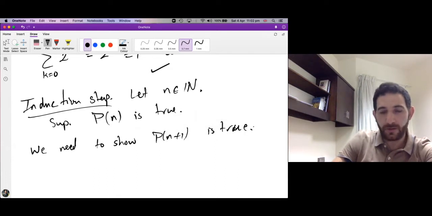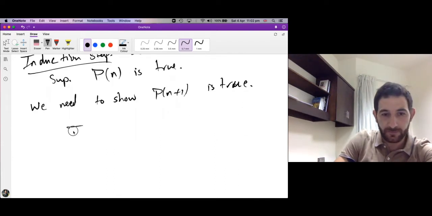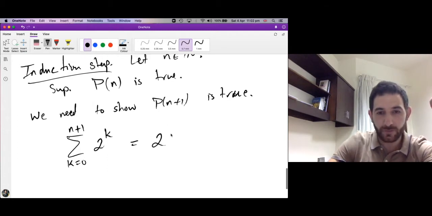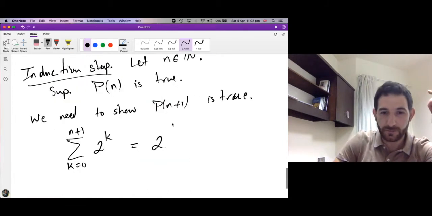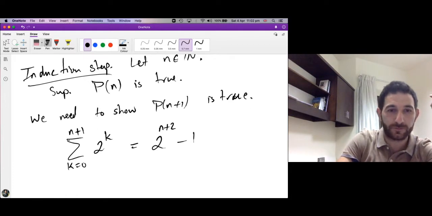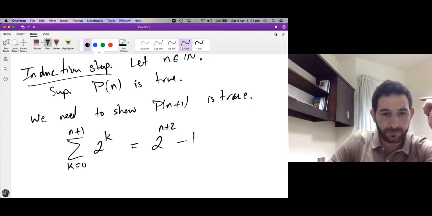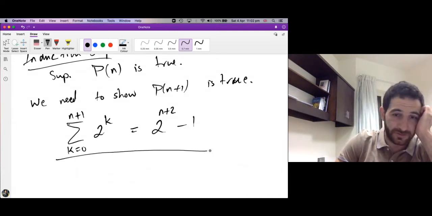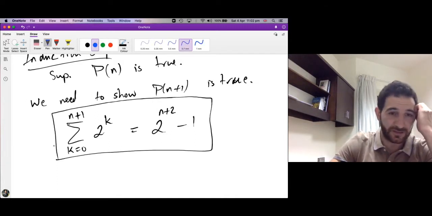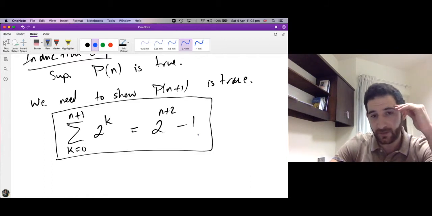In other words, we need to show that if we sum the powers of 2, where k starts from 0 and stops at n plus 1, you will get 2 to the power n plus 1 plus 1, so we get n plus 2 minus 1. This is what we want to show, which is in the black frame. Okay, let's start with the left hand side, use the induction hypothesis and get the right hand side.